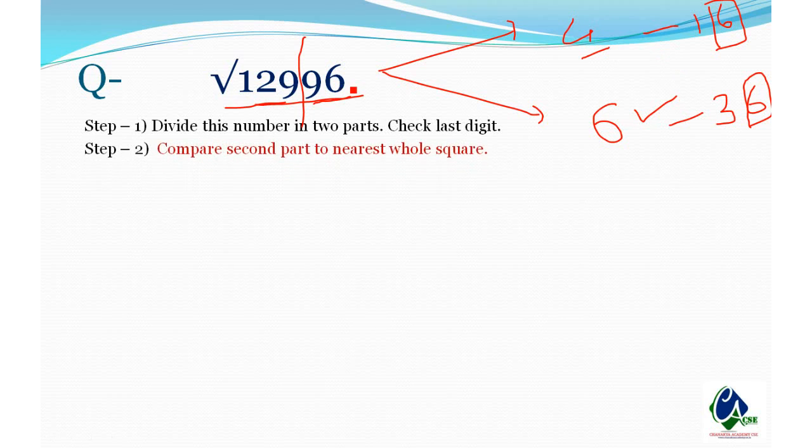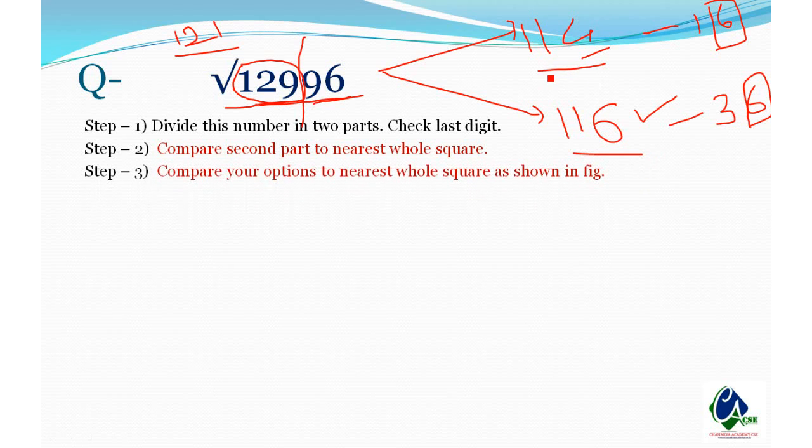And now the second step is just to compare this number to the nearest whole square, and we see the nearest whole square is 121. So we take 11 here. Now we have two numbers, 114 and 116. The number may be 114, maybe 116.